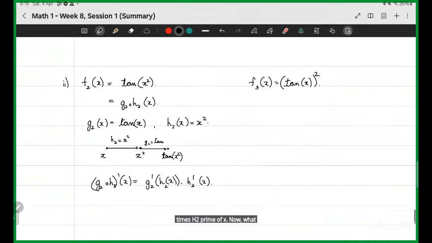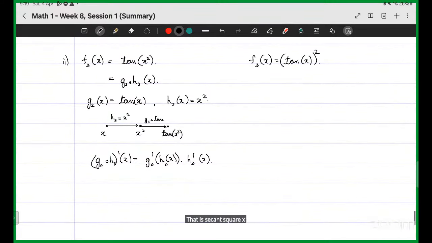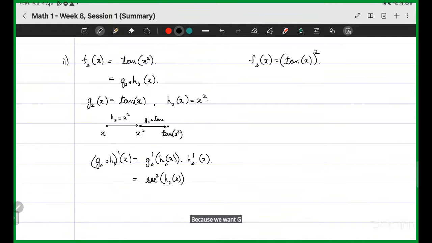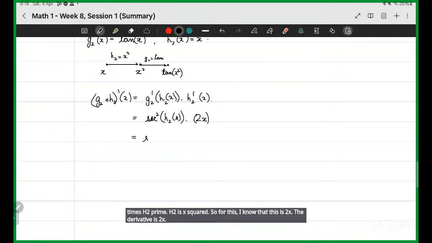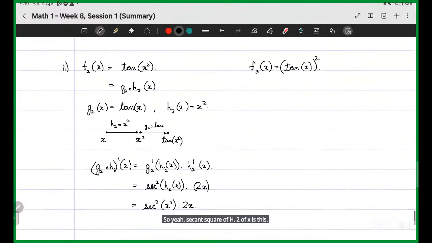Now, what is the derivative of g2? That is secant square x, right? g2 is tan x, so g2 prime is secant square x. But here we want not secant square x, but secant square h2 of x, because we want g2 prime of h2 of x times h2 prime. h2 is x square, so I know that the derivative is 2x. So secant square of h2 of x is this times 2x.